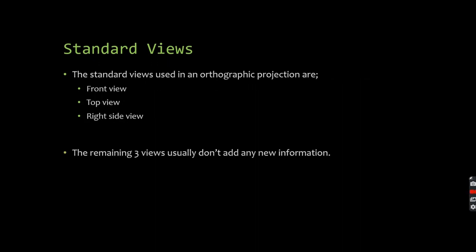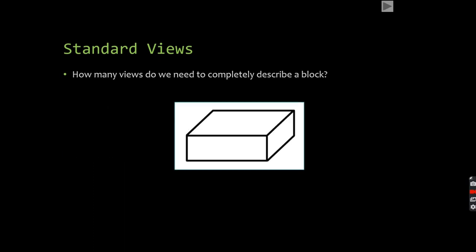The views in orthographic projections are the front view, the top view, and the right side view. That is what we normally use. The remaining 3 views usually don't add any new information. Now, as with everything we'll talk about in this class, there are exceptions, and we'll talk about some of them later.